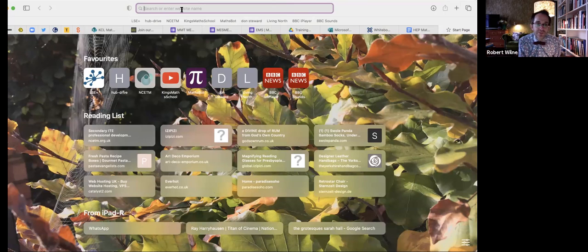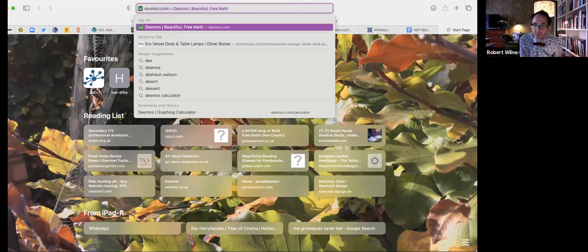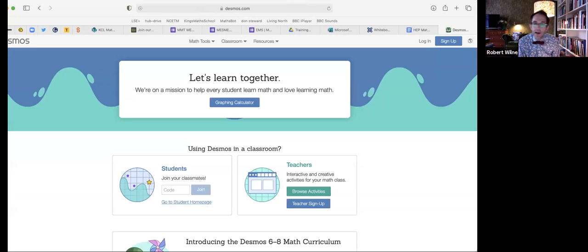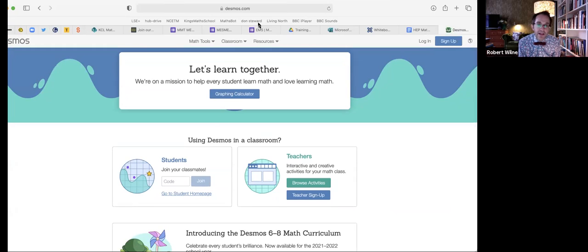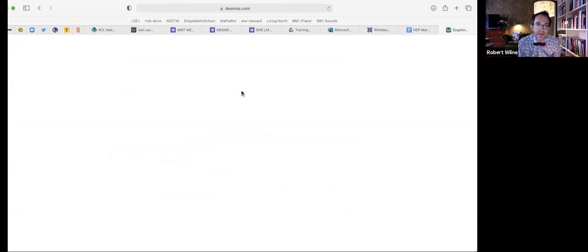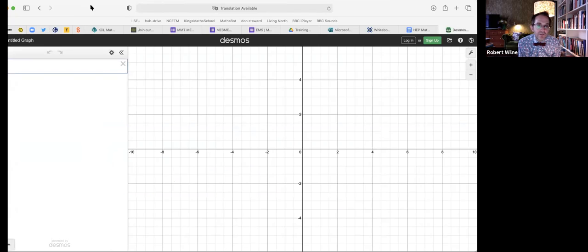So Desmos, just put it into Google. In fact, that comes automatically. Are you seeing a screen which says "Let's learn together"? Shashi, I'm assuming you're still there. Yeah, great. Okay, so graphing calculator. Click on that, and then we just start typing.